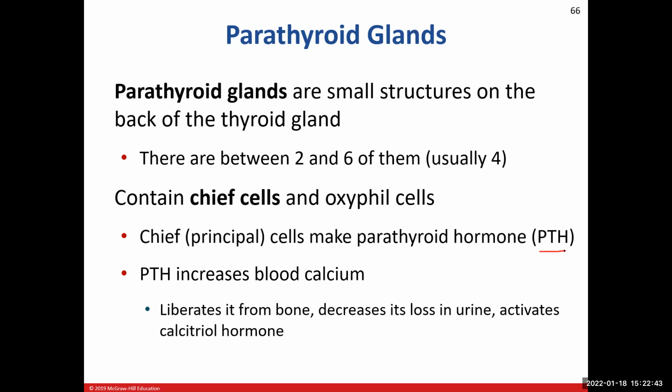You have your chief or principal cells, and they make the parathyroid hormone. This is the hormone that, when your blood calcium levels are low, when you're hypocalcemic, is going to be released, and it's going to help increase your blood calcium levels. How does it do it? It's going to stimulate the osteoclasts in your bone to start to break down the bone tissue. And in doing so, it will increase calcium into your blood.